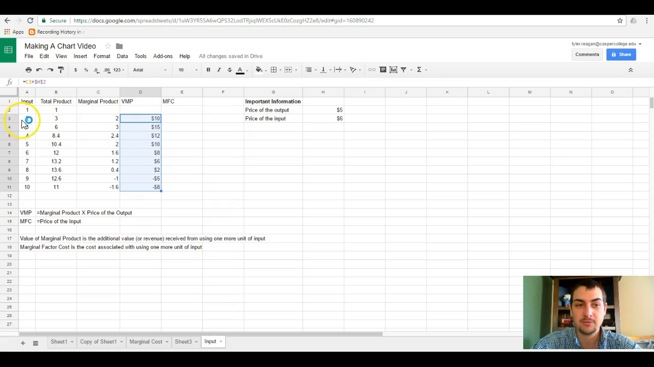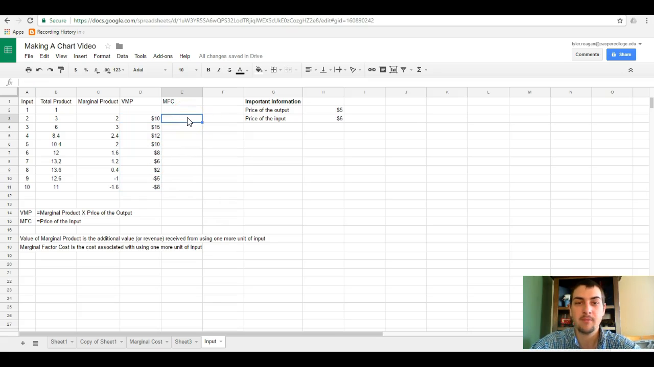As we increase from 2 to 3 units, or we increase by 1 unit of input here, we get $15 back in revenue. As we increase from 3 to 4 right here, we will get $12 in revenue back. So basically what it's saying is, as you increase by 1 unit of input, this is the amount of revenue you're going to get back.